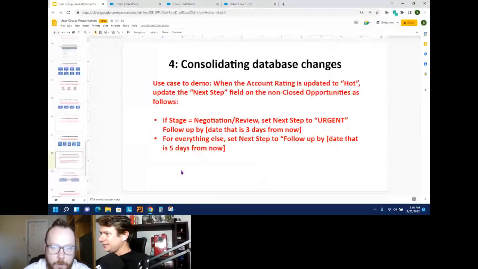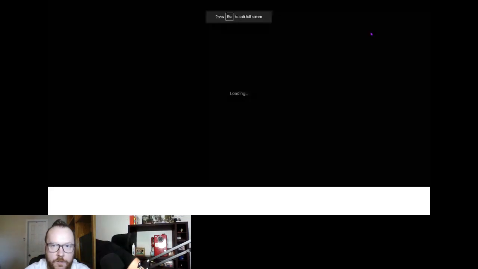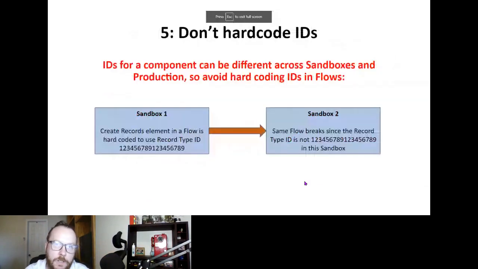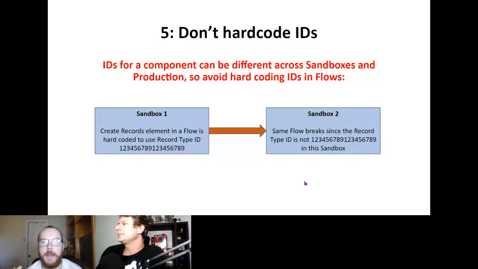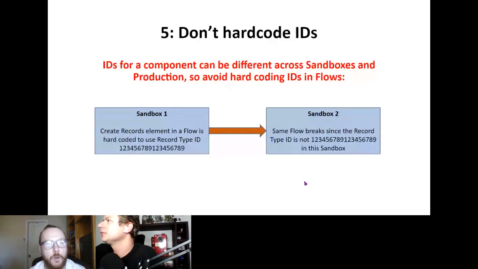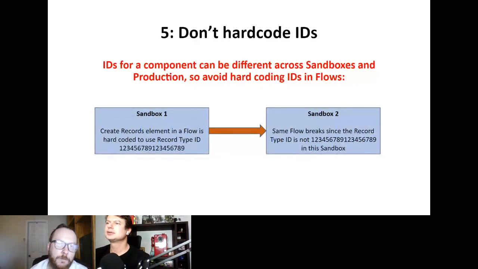Okay, all right. So let me share. Sharing. So we went through this use case here. So let's quickly talk about hard coding IDs. As some of you probably know, IDs for a component can be different across sandboxes and production. So you want to avoid hard coding IDs in your flow. For example, if you need to set a record type in your flow, generally it's not a good practice to hard code that record type ID.